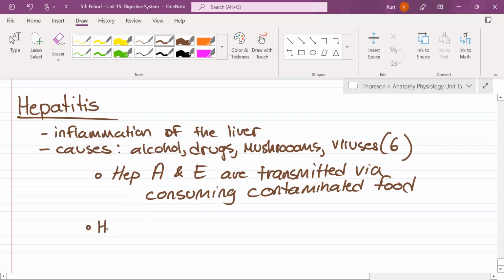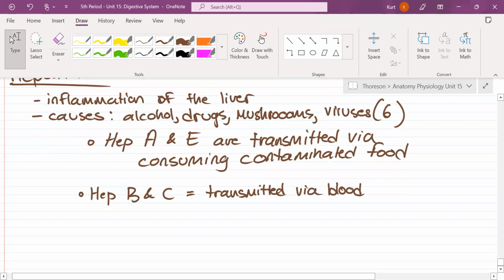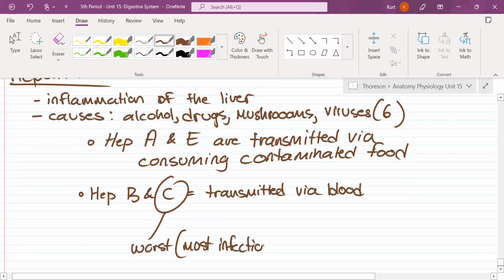Not good. Hep B and C is transmitted via blood. C is the worst. It's the most infectious. And there are some hepatitis, I can't remember where, I have to tell you guys on Monday, there's some hepatitis that we don't have vaccines for. So the number one recommendation is don't get it, because once you get it, it's gonna be really tough.